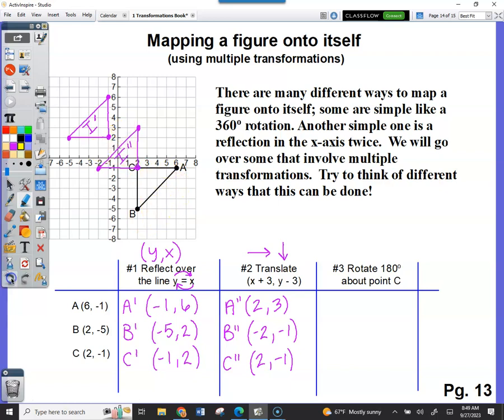So we're going to rotate it around point C. Well, if we're moving around point C, that means C does not move. So C double prime becomes C triple prime, which is 2, -1, because that is saying you're not moving C. You're holding C down and you're turning the triangle. You with me? Did I lose you? Okay.